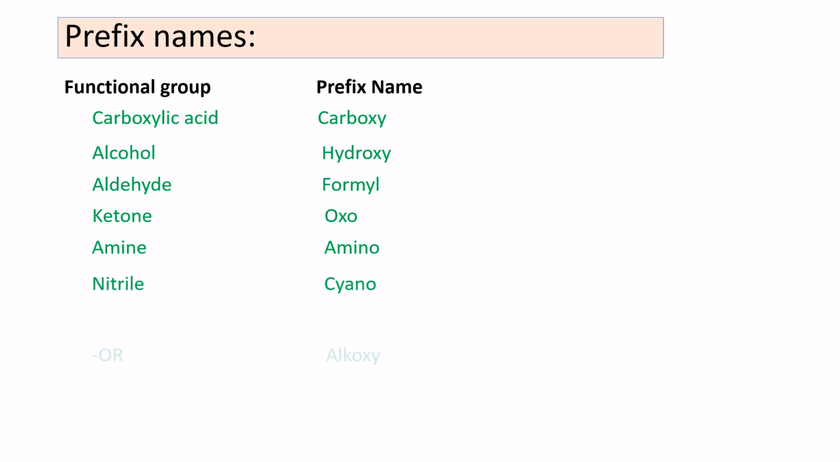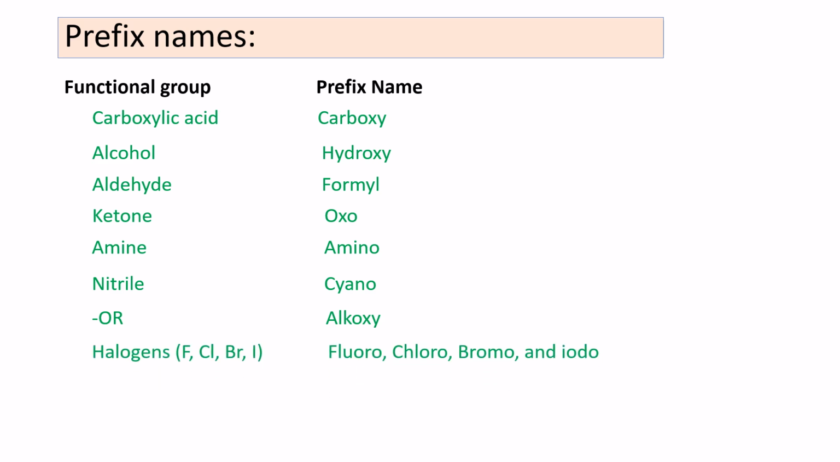For OR group, the prefix name is alkoxy. For fluorine, the prefix name is fluoro. For chlorine, the prefix name is chloro. For bromine, the prefix name is bromo. For iodine, the prefix name is iodo. For alkyl side chains, we use methyl, ethyl, propyl based on the number of carbons present.